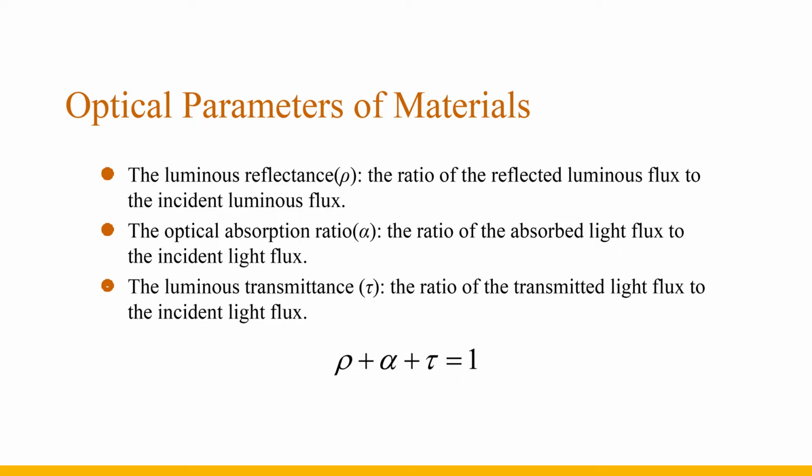The optical absorption ratio is equal to the ratio of the absorbed light flux to the incident light flux. The luminous transmittance is equal to the ratio of the transmitted light flux to the incident light flux. According to the law of conservation of energy, the sum of these three paths is equal to the incident light flux. Then rho plus alpha plus tau equals 1.